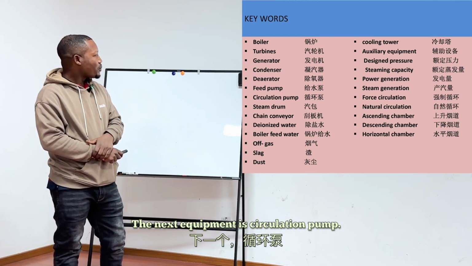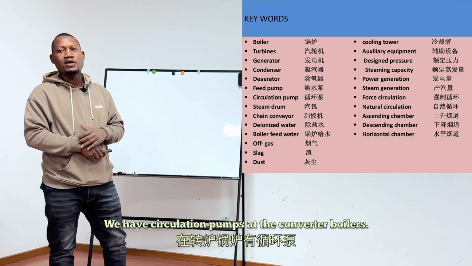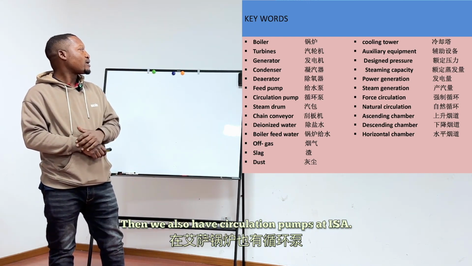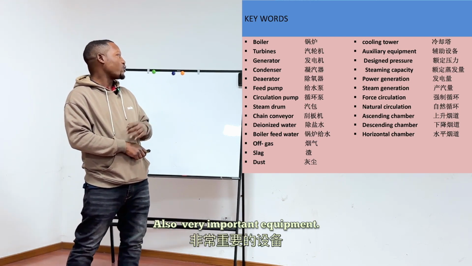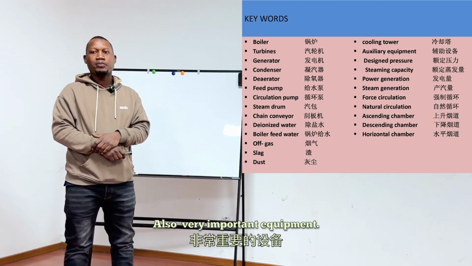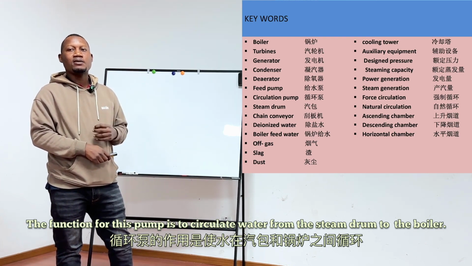The next equipment is the secretion pump. We have secretion pumps at the converter boilers. Then we also have secretion pumps at ISA. At ISA we have 2, then at the converter we have 4. Also very important equipment. The function of this pump is to secrete water from the steam drum to the boiler.